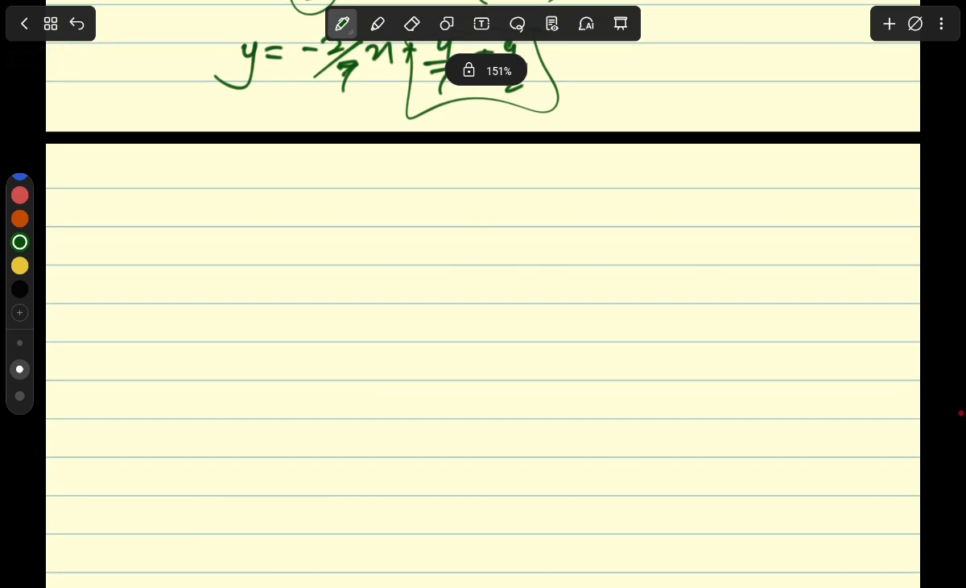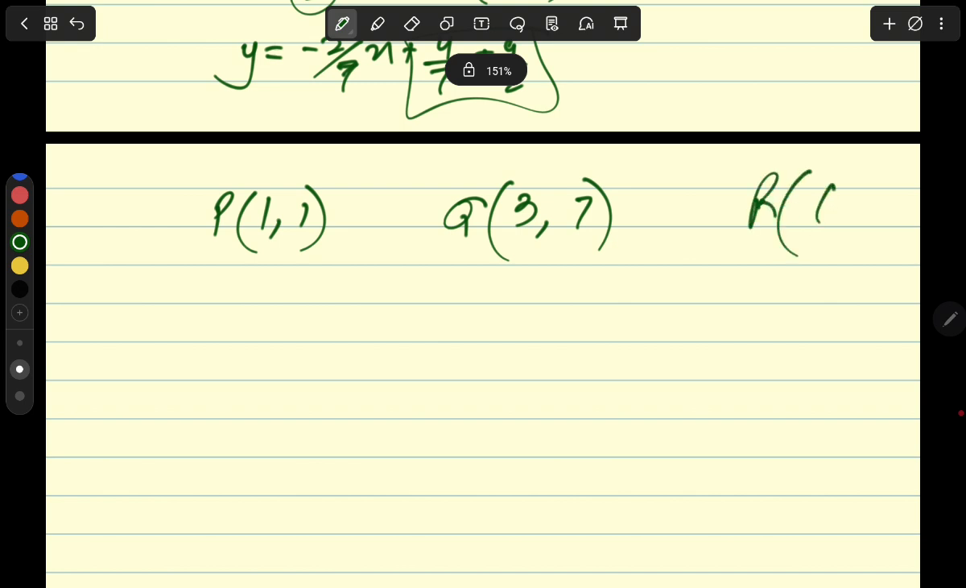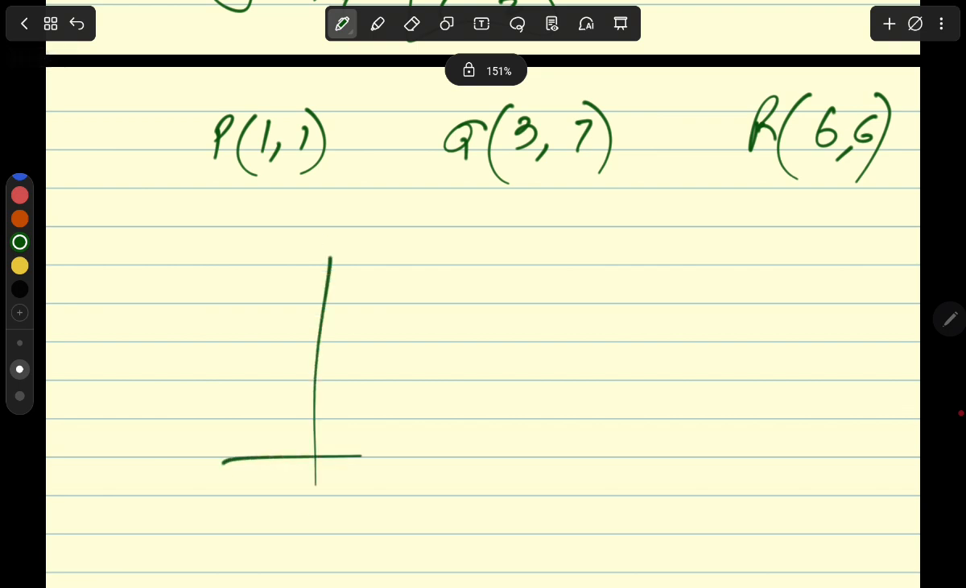So now let's say I give you another geometry, right? Let's say I tell you that there are 3 points: P is 1 comma 1, Q is 3 comma 7, and R is, I don't know, let's say 6 comma 6. Now, these are 3 points, and roughly they should be somewhere here, here, and here, right? If I ask you to find me a point which is equidistant from all 3 points P, Q, and R, right?